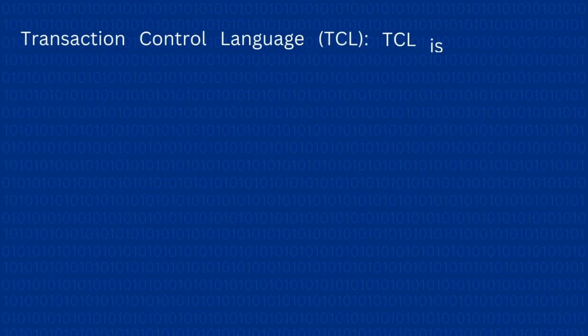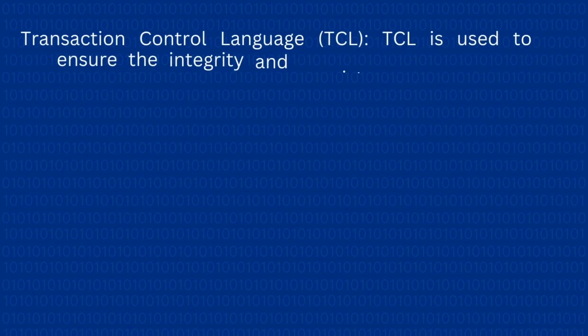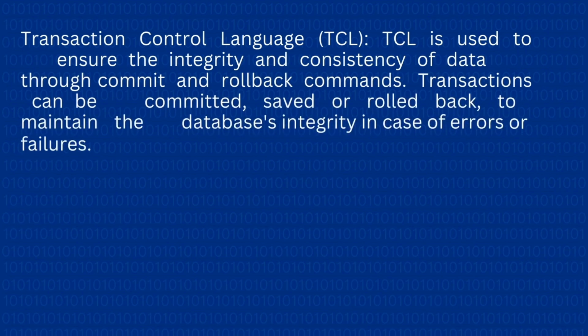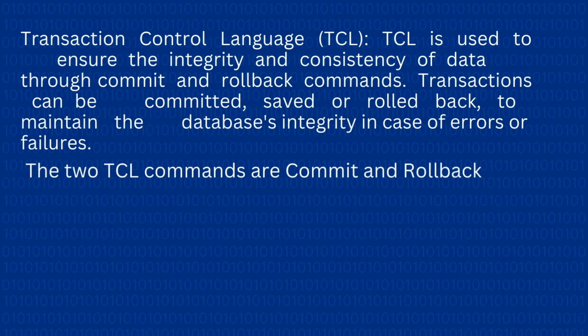Fourth, TCL, Transaction Control Language. Transaction control languages are used to ensure the integrity and consistency of data through commit and rollback commands. Transactions can be committed, saved or rolled back, to maintain the database's integrity in case of errors or failures.